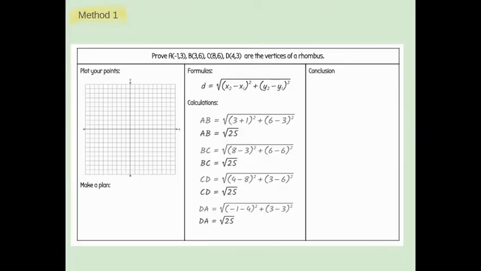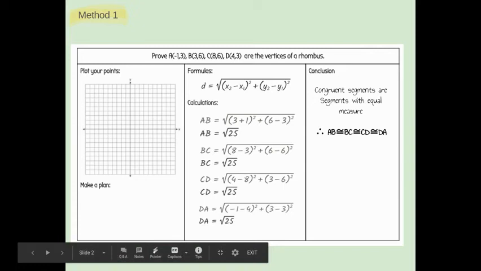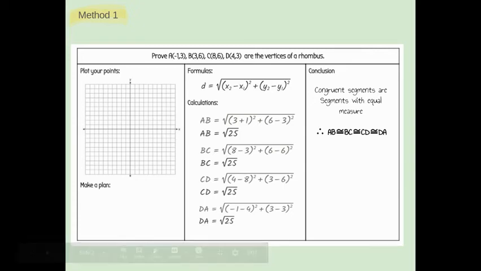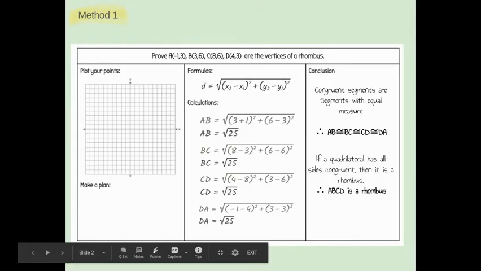They are all the same, so I say congruent segments are segments of equal measure. AB is congruent to BC, is congruent to CD, is congruent to DA. If a quadrilateral has all sides congruent, then it's a rhombus. Therefore, ABCD is a rhombus. Short, sweet, direct, to the point.